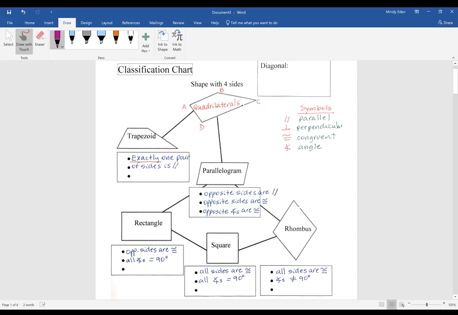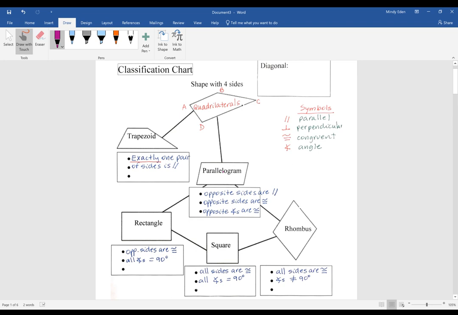So the other route goes from a parallelogram. A parallelogram means, very simply, opposite sides are parallel, opposite sides are the same size or congruent, and opposite angles are equal. We don't know what their sizes are, but we know that the opposite angles are equal. Okay? Now, there are three specific types of parallelograms. So a rectangle is a parallelogram, a square is a parallelogram, and a rhombus is a parallelogram.